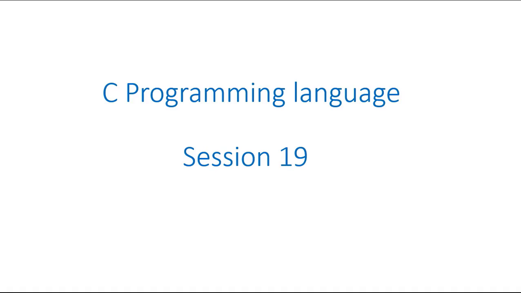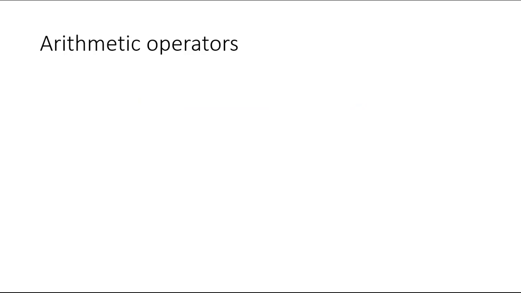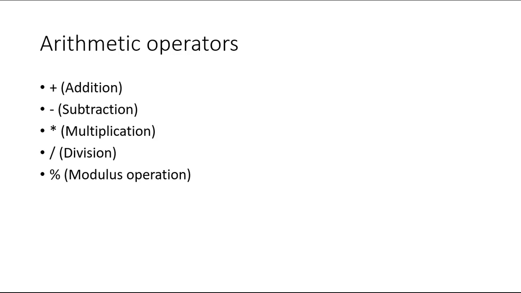This is session 19 of C programming language. Today we are going to learn arithmetic operators. What are those arithmetic operators? Addition, subtraction, multiplication, division and modulus operator. These are arithmetic operators. Now let's understand what addition operator does.